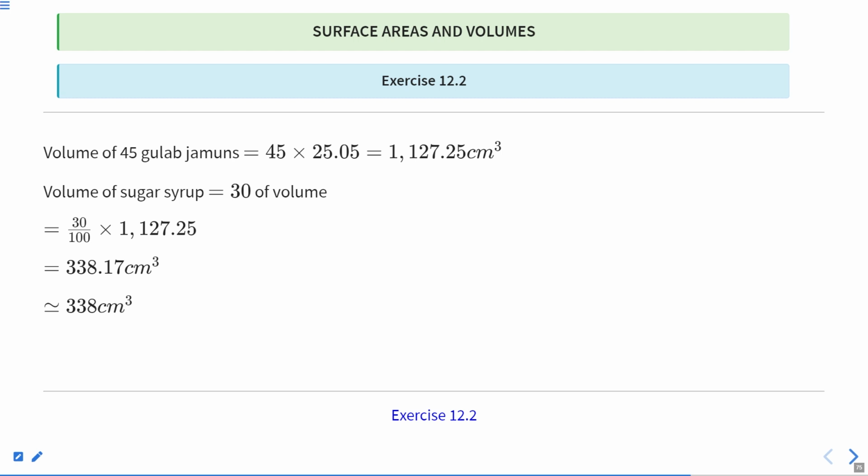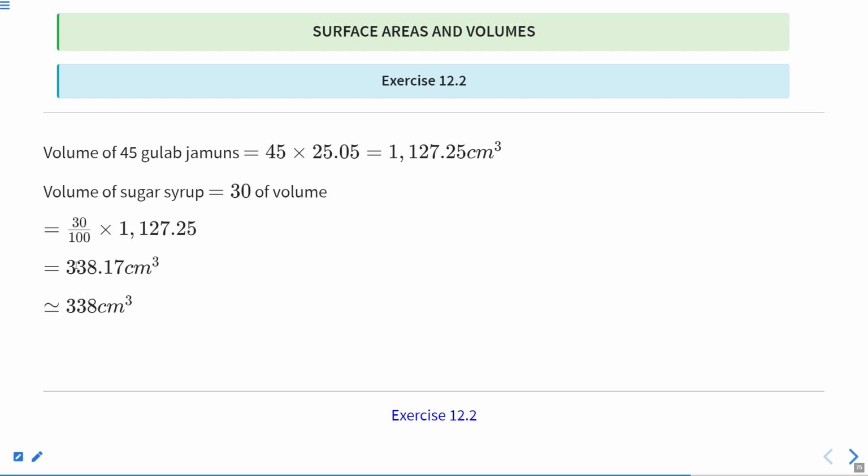Okay, so now the volume of 45 gulab jamun is equal to 45 times 25.05, and if we multiply them, then we get 1127.25 centimeter cube. So the volume of 45 gulab jamuns is equal to 1127.25 centimeter cube.